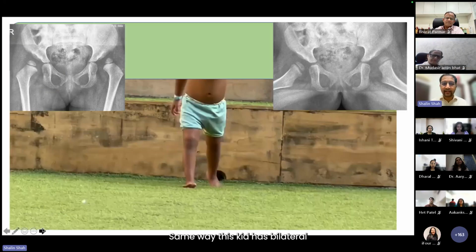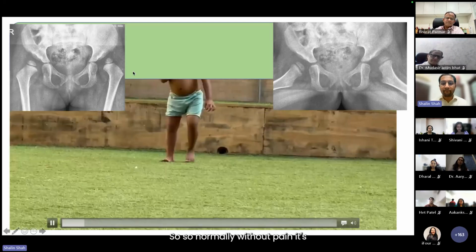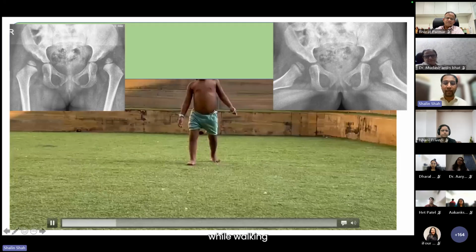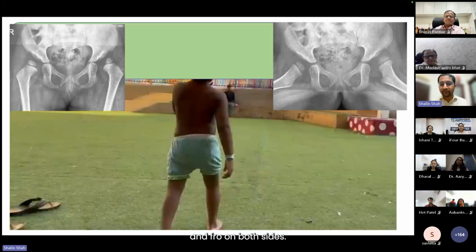Same way, this kid has bilateral hip dislocations and walks normally without pain. It's not a normal walk. You can see while walking, the child sways the pelvis. So this is again a waddling gait. The pelvis goes to and fro on both sides.